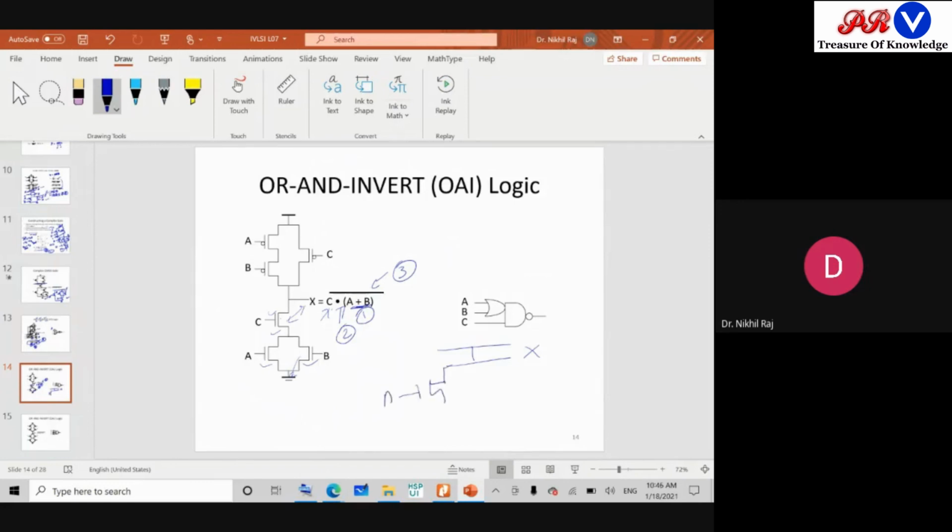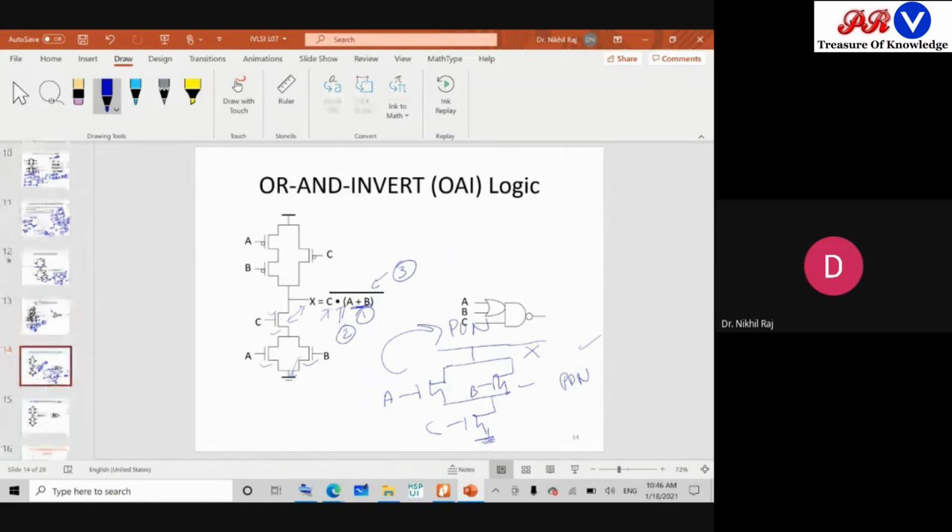This is your A, this is your B, and this is your C. So this is also true. However, there will be threshold voltage effects seen here in the pull down network, and the duality of this one will be in the pull up network. Okay.